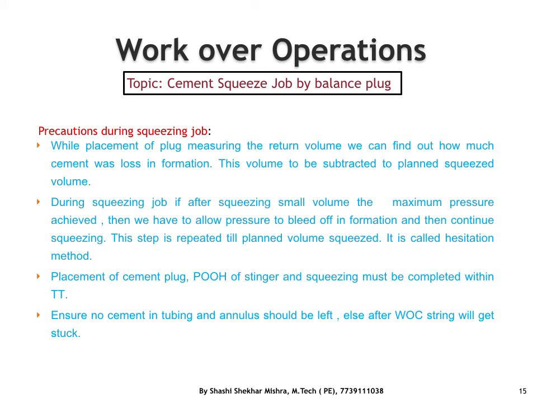Now the precautions we have to take during the squeeze job. While placing the plug, by measuring the return volume, we can find out how much cement was lost in the formation. This volume is to be subtracted from the planned squeeze volume. During the squeeze job, if the maximum allowable pumping pressure is achieved before squeezing the desired volume, then we should go for the hesitation method, wherein we allow the pressure to bleed into the formation and then pump volume again.